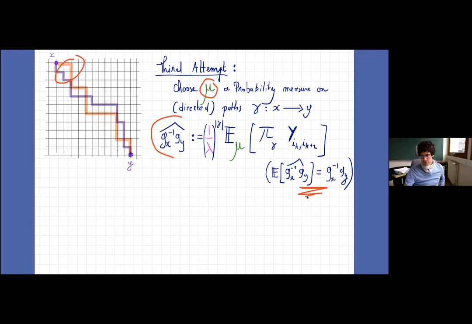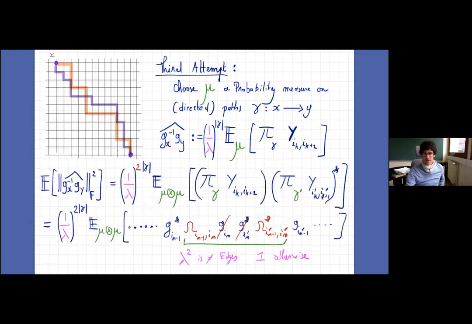So this is still centered here. This is good. But now let me try to do the computation of the second moment. And I see that I'm much slower than I expected. So I will do it a bit too quickly, but just to give you the flavor. When we now do the second moment, as usual with second moments, we will average with respect to mu tensor mu. So we will pick two paths, gamma and gamma prime, independently of each other according to this measure mu on directed paths.